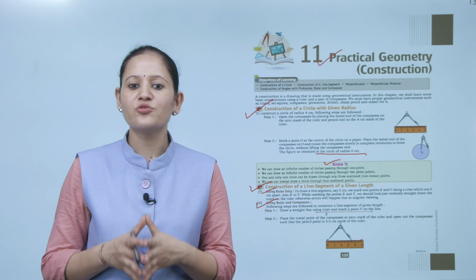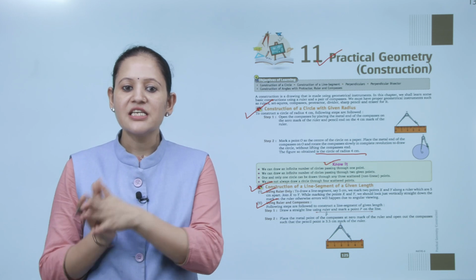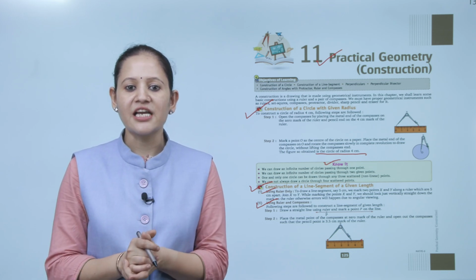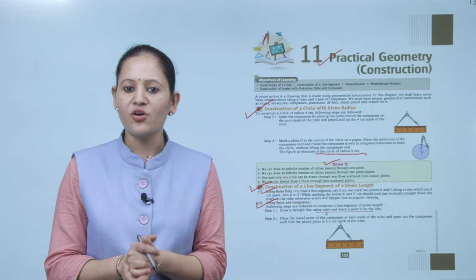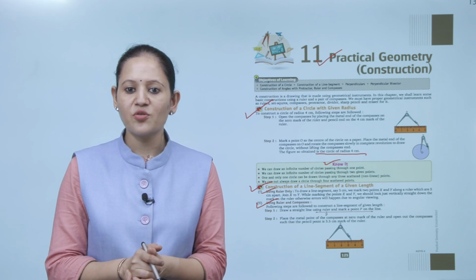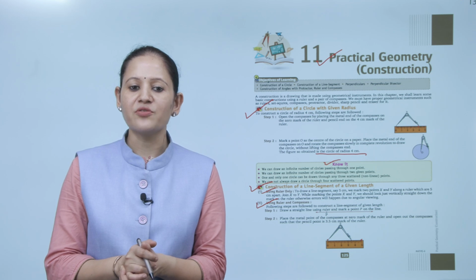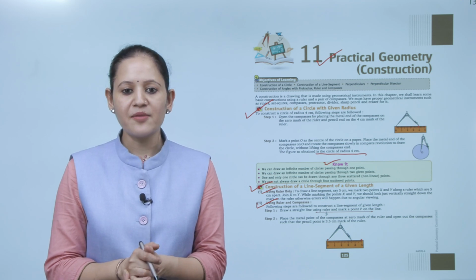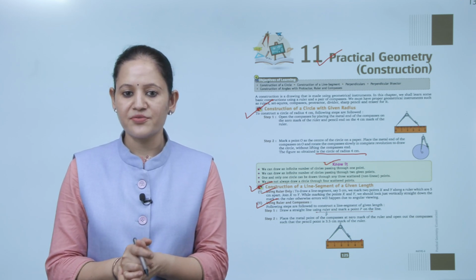Following steps are followed to construct a line segment of the given length. Step 1. Draw a straight line using a ruler. Mark the point P on the ruler. Place the metal point of the compass at the 0 mark of the ruler and open out the compass such that the pencil point is at the 3.5 cm mark of the ruler.